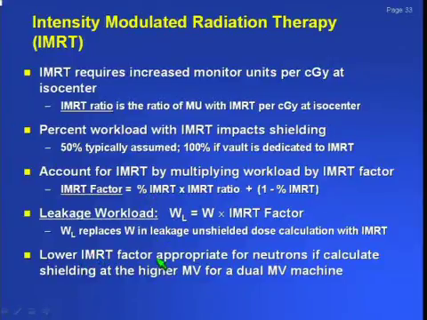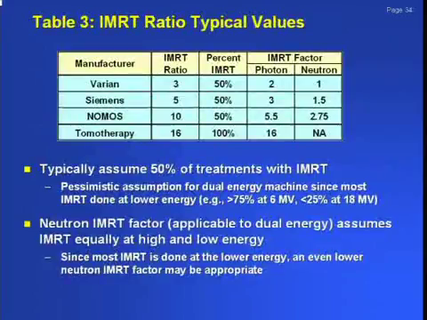Obviously, your IMRT factor for neutrons is significantly less because you're primarily going to be doing IMRT with the 6 MV, so you don't have the neutrons. And that saves you a lot. These are the typical ratios we've been using. For Tomotherapy, we use a factor of about 16. Again, that may change if you have documentation from the vendor that says they have changed their software or come up with a new way to reduce that. You should use the number that the manufacturer gives you.